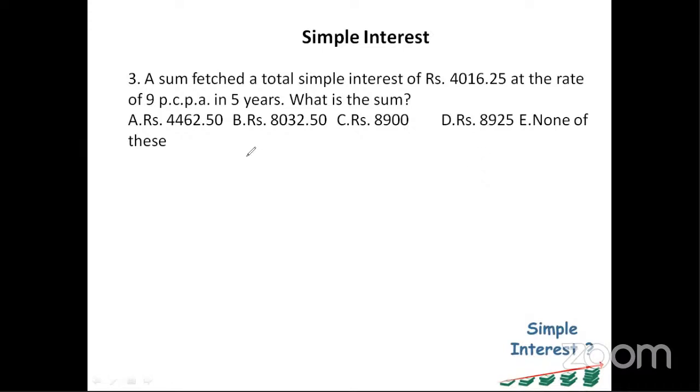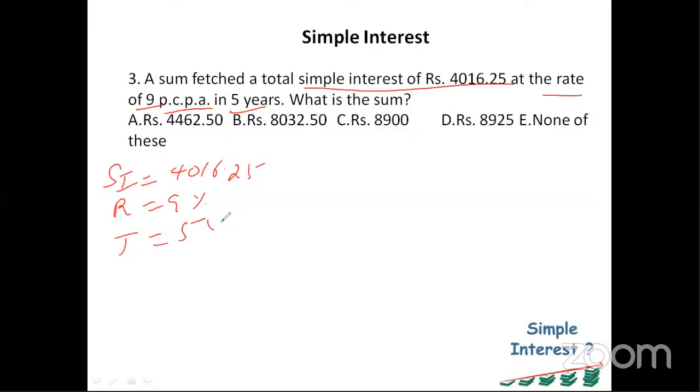Come on. Try to observe now. A sum fetched a total simple interest of rupees 4016.25. It means simple interest is given. SI is equal to 4016.25, at the rate of 9% per annum. It means rate is given, 9%. In 5 years, time is given, 5 years. What is the sum? Sum means we have to find out P.